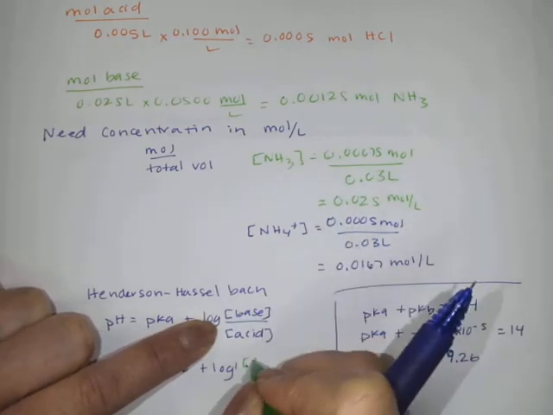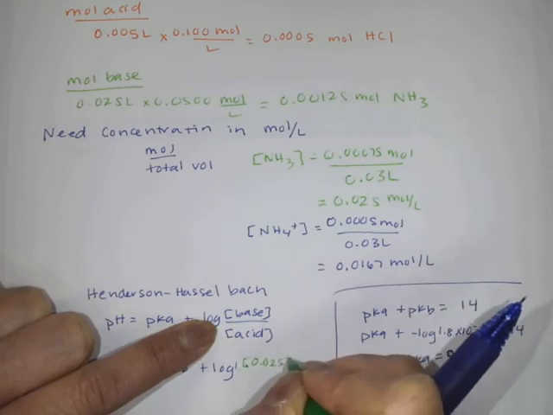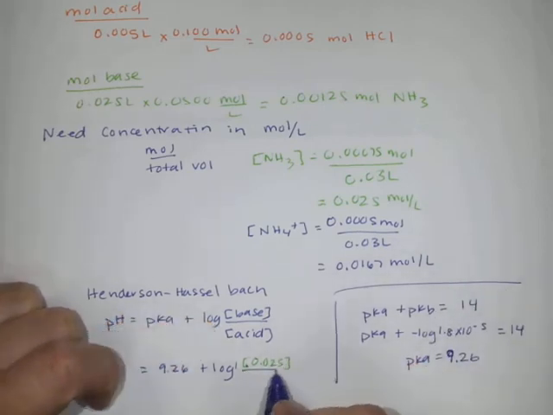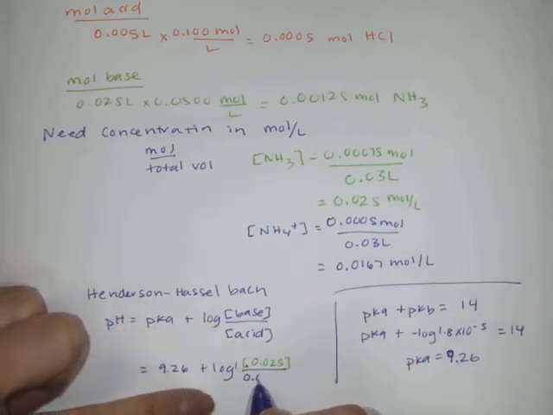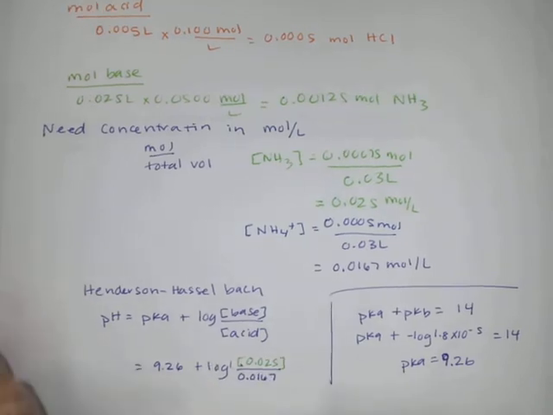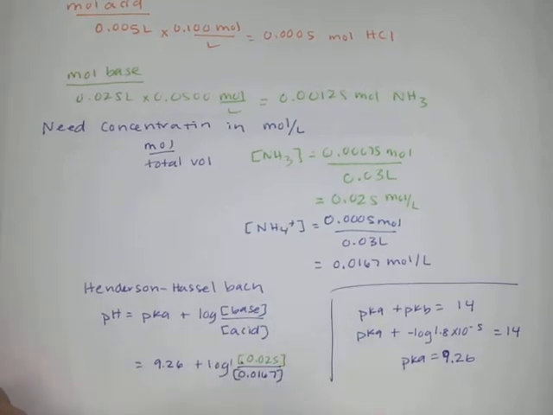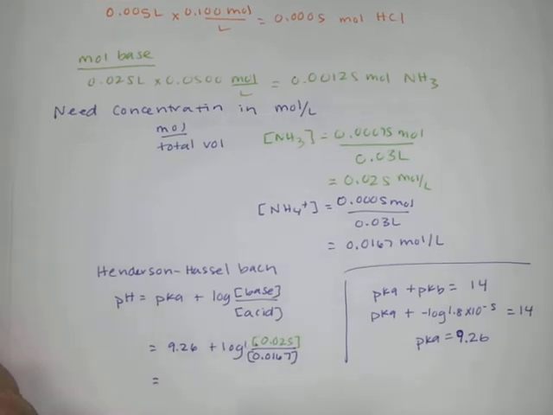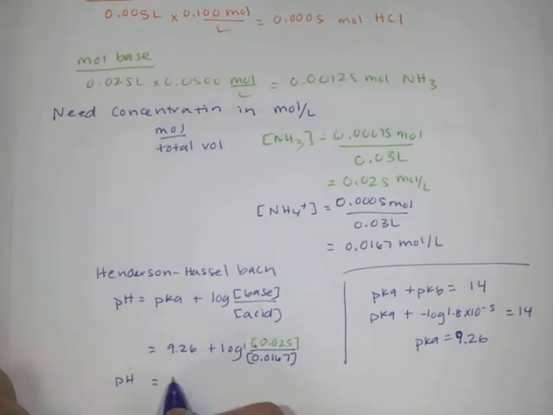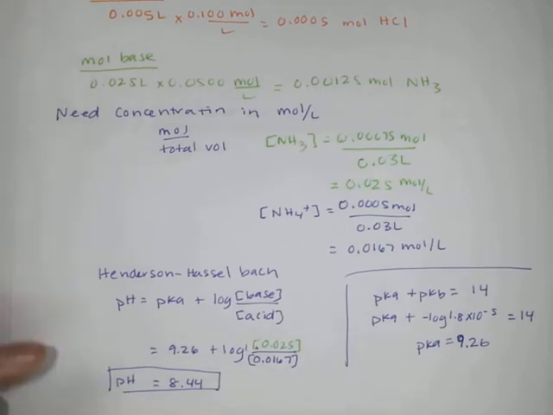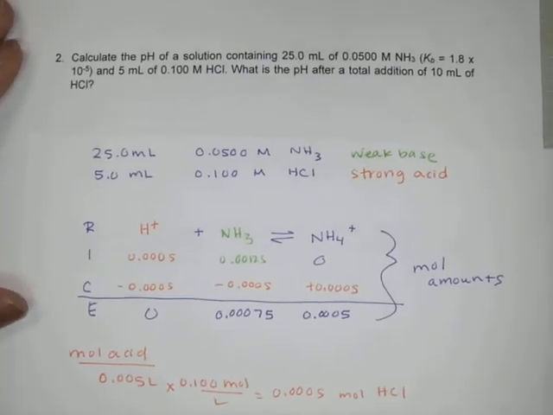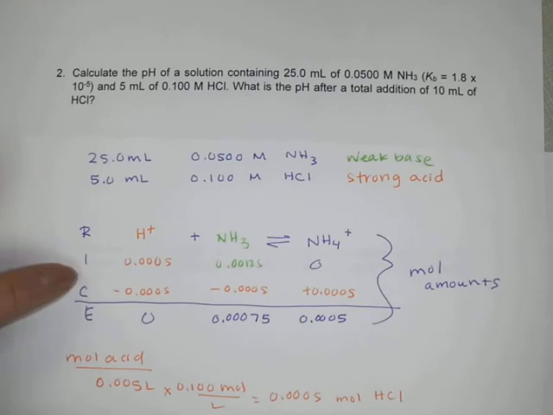So our base is 0.025 and the acid is 0.0167. And then once you do the math for that, this comes out to the pH equaling 8.44. So again, you would do the second half of the equation the same way, except now you're going to switch the 5 mils here to 10 mils.